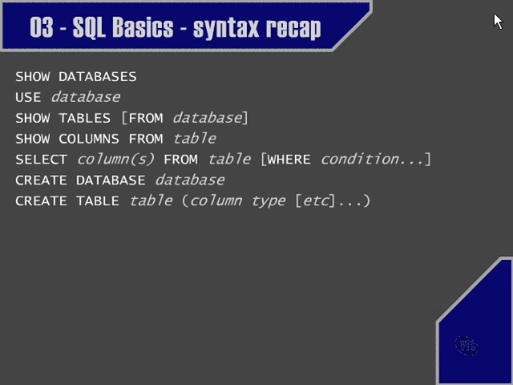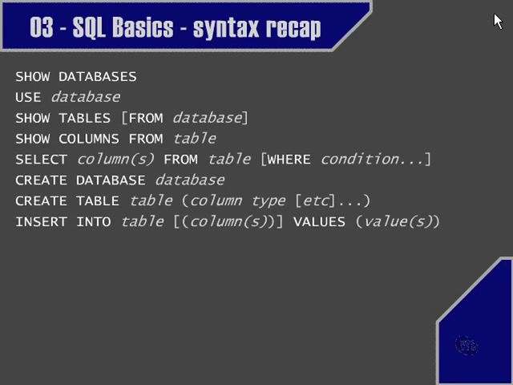We specify the name of the column within a pair of brackets, followed by the type of the column and various other arguments also within those brackets. We use an insert statement to add new data to a database.